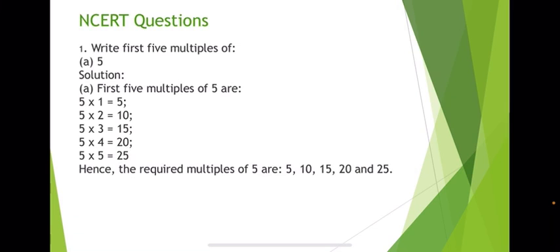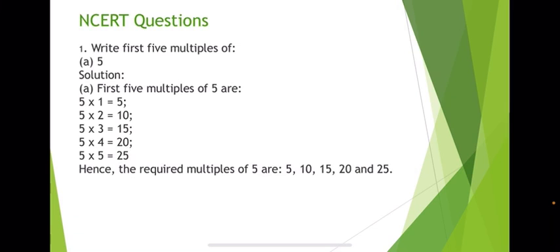Question number 1. Write the first 5 multiples of 5. Now, what we have to do? We have to write the multiples of 5. For that, what we have to do? We have to multiply the digits by 5.